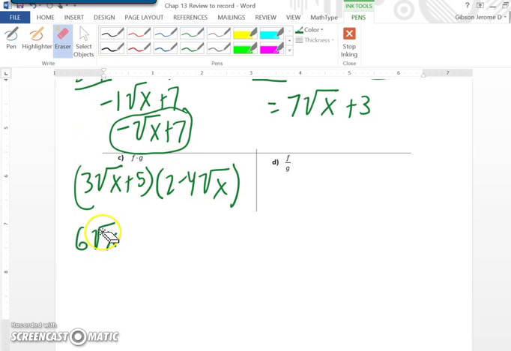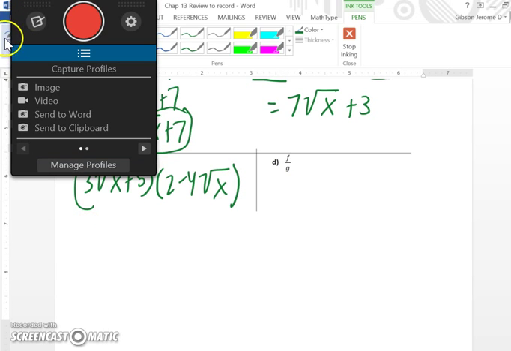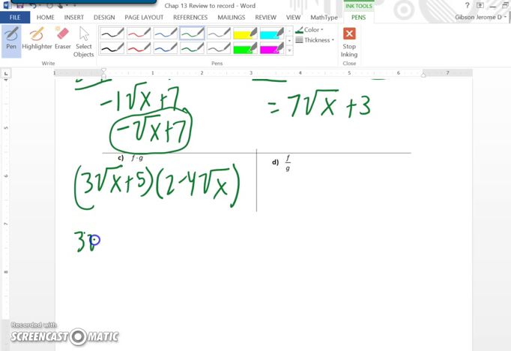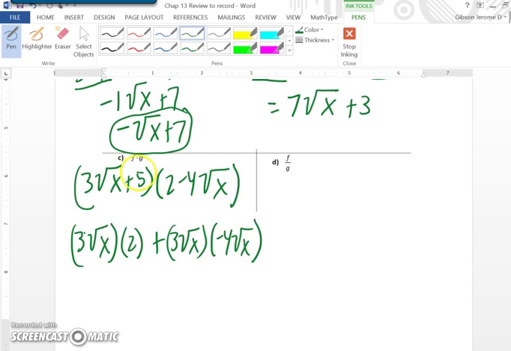As a matter of fact, let me write this out because it'll be a lot easier if it's written out. So we'll take 3 square root of x times 2 plus 3 square root of x times a negative 4 square root of x. And then we would take plus 5 times 2 plus 5 times the negative 4 square root of x.